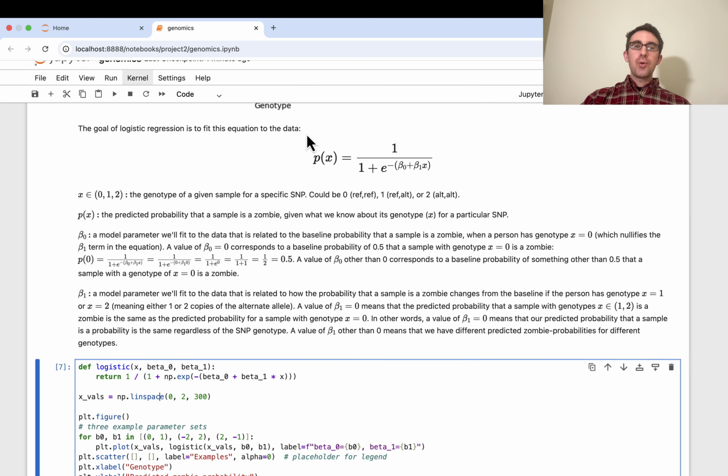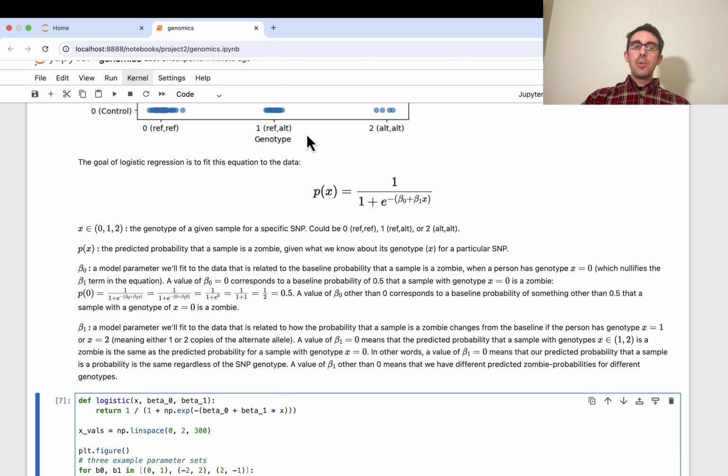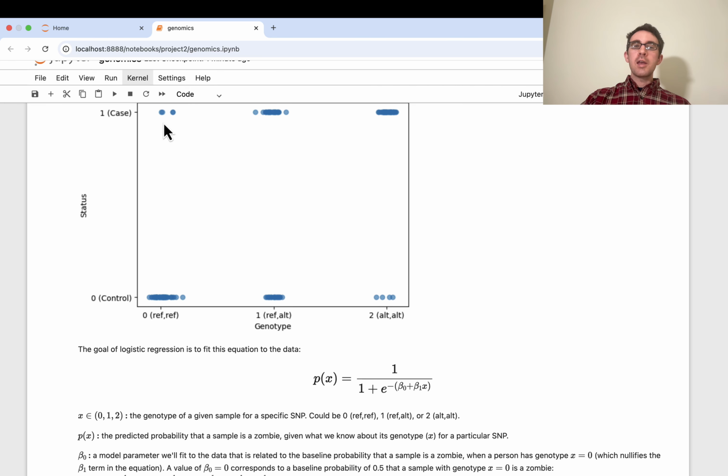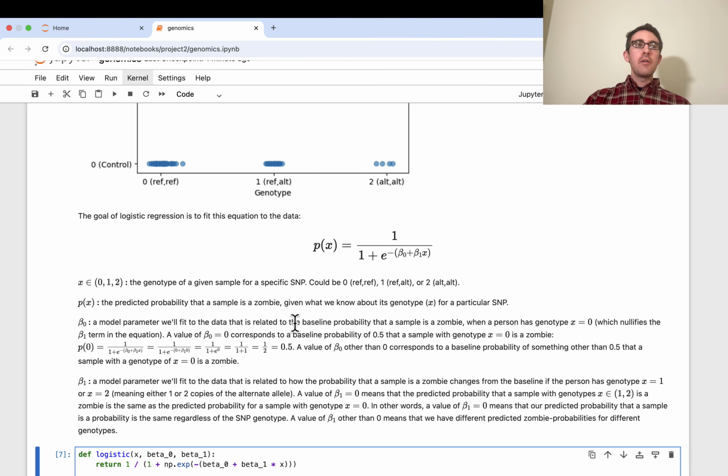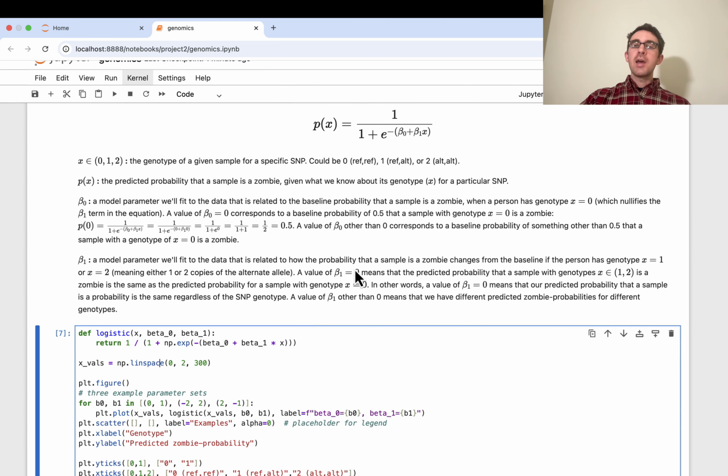This here is the probability that a sample from a given genotype is predicted to be a case or a zombie. And the p-value from the statistical test is the probability of observing a result as extreme as the one that we observed by coincidence if the null hypothesis were actually true. So they're both probabilities, but this here is not the p-value of the statistical test that we'll be eventually getting. I just want to quickly make that clear.